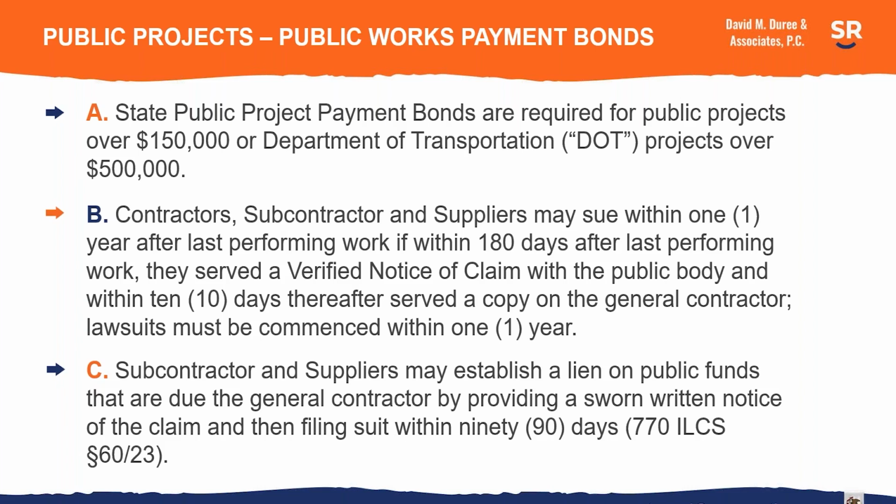claim is served. So serving it quickly would be significant if, as a supplier or subcontractor, you believe that the public body, the owner of the project, owes money to the general contractor that has not yet been paid, and the general contractor is not paying you. And then after providing that sworn written notice of claim, it's necessary to file a lawsuit within 90 days thereafter to enforce the lien on public funds.